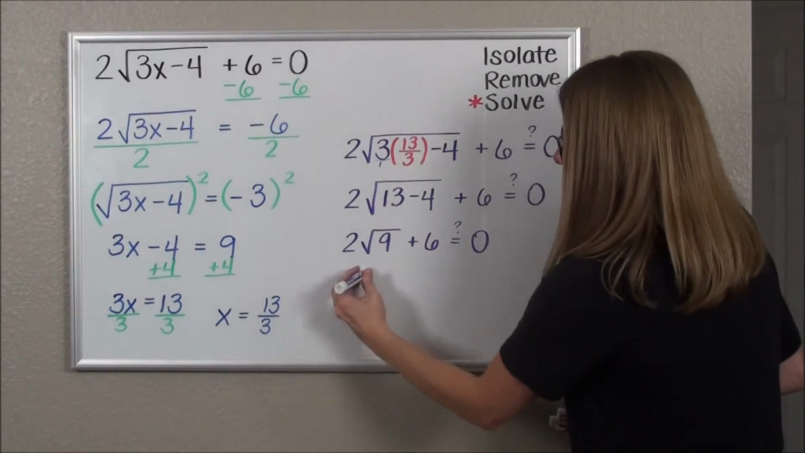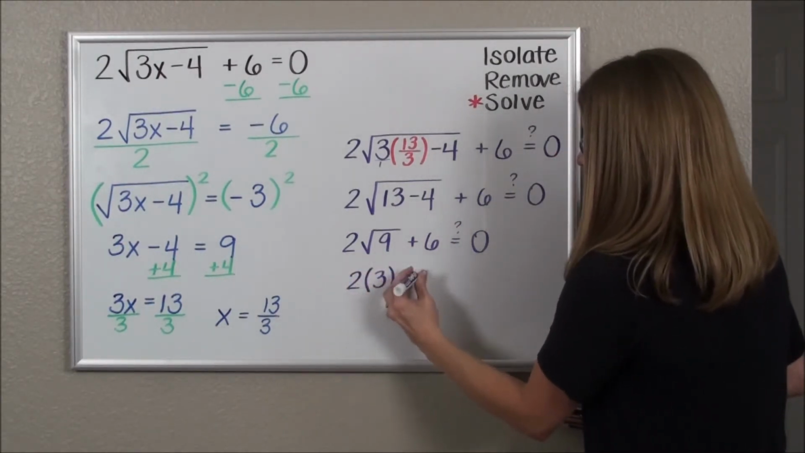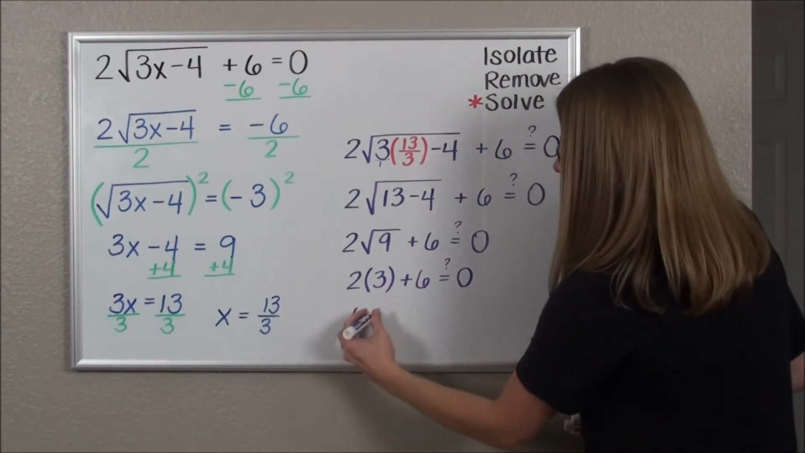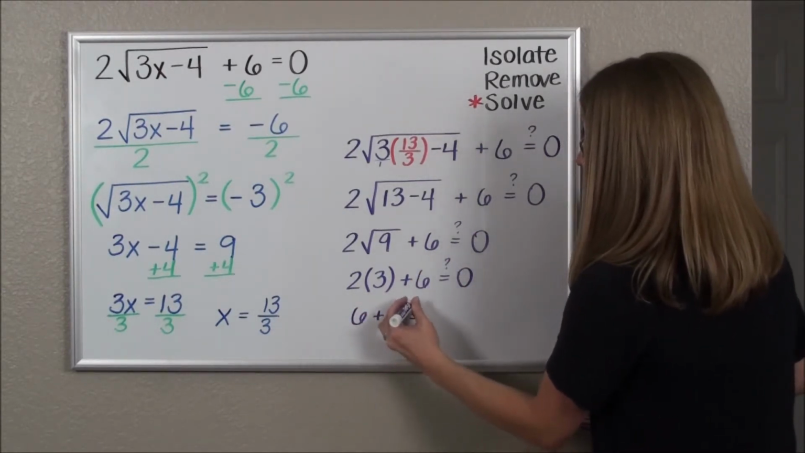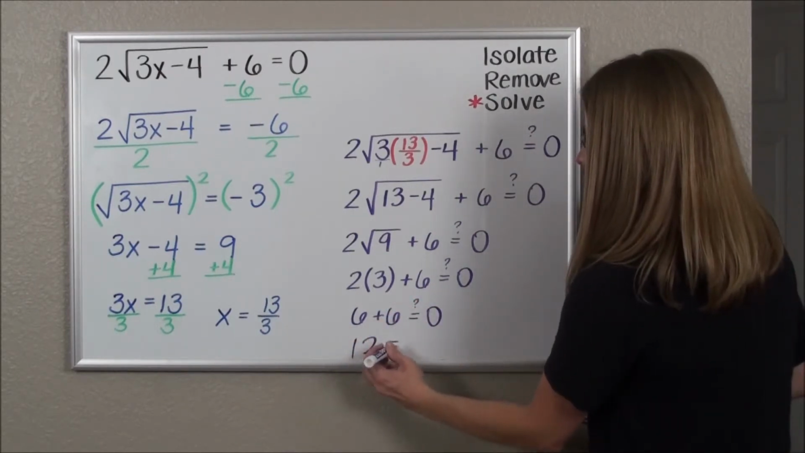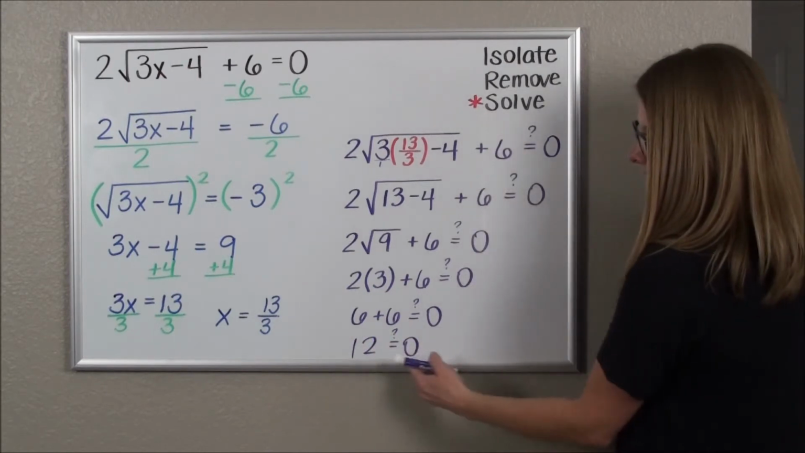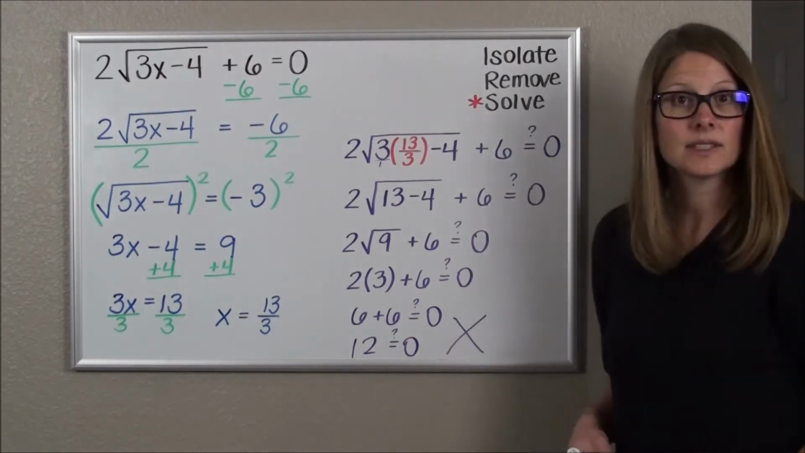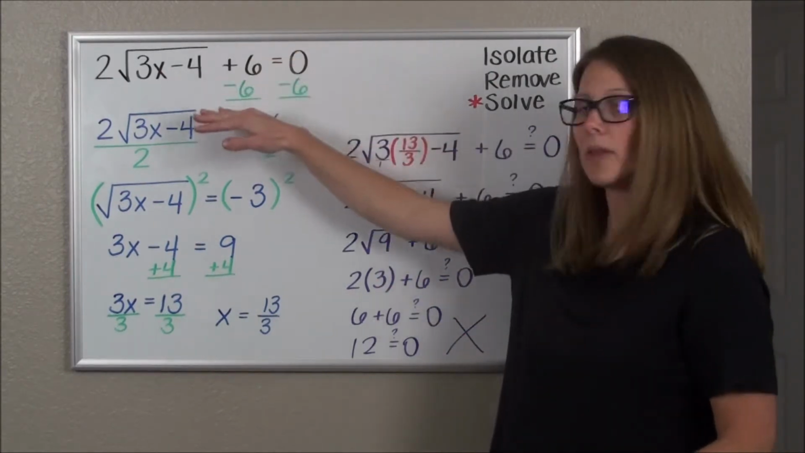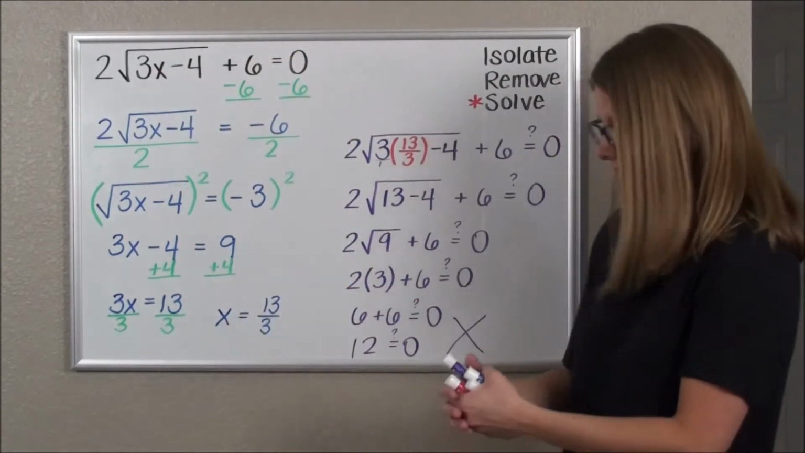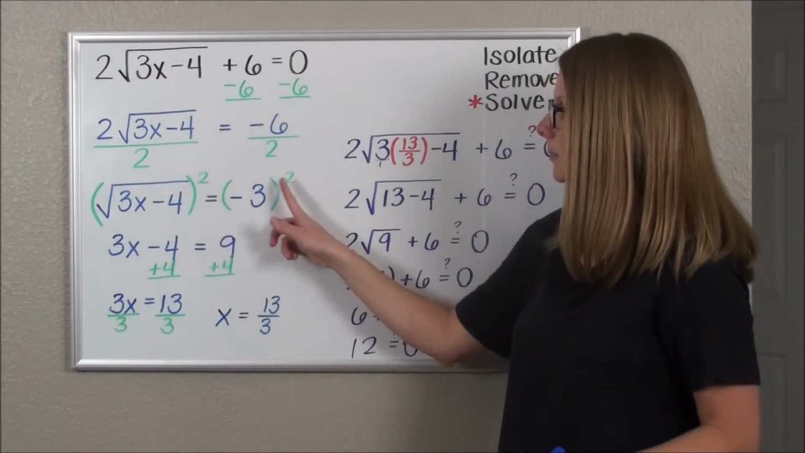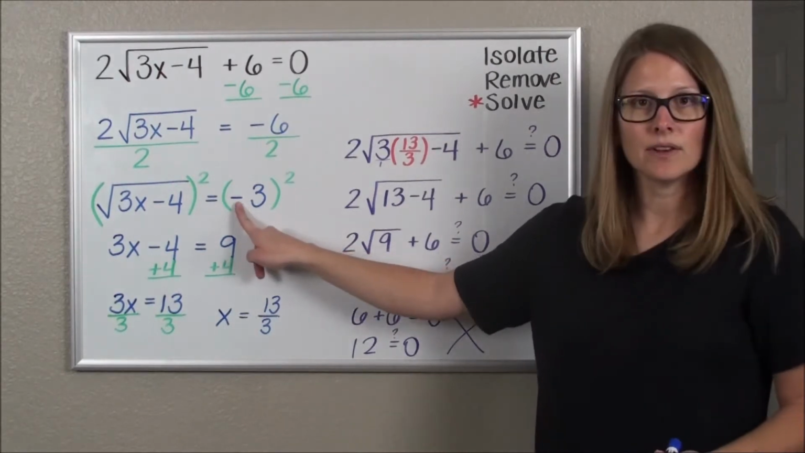Square root of 9 is just 3. 2 times 3 is 6. And I want to know, does 6 plus 6 actually give me 0? It doesn't. It gives me 12, and 12 is not the same thing as 0, so this is not true. So it's a good thing I checked it, because even though all the math I did over here was perfectly fine, this answer is no good, and that's because of this squaring step here. I took a negative number.